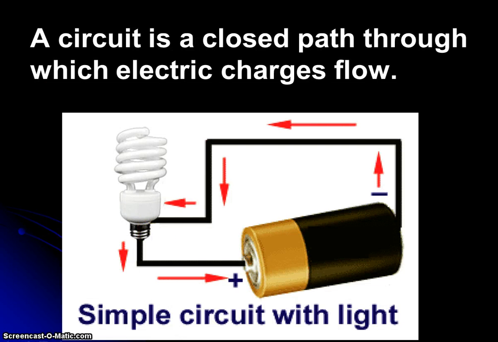Okay, so that circuit, that's that closed path through which electric charges flow. We want our circuit to be closed. A closed circuit allows for the flow of charges. You do not want to open your circuit. An open circuit does not allow for the charges to flow.